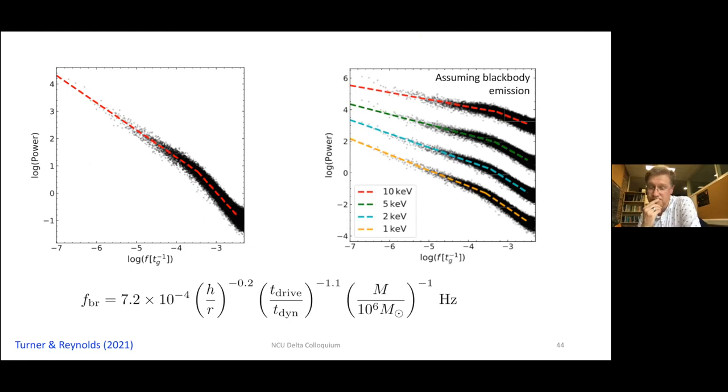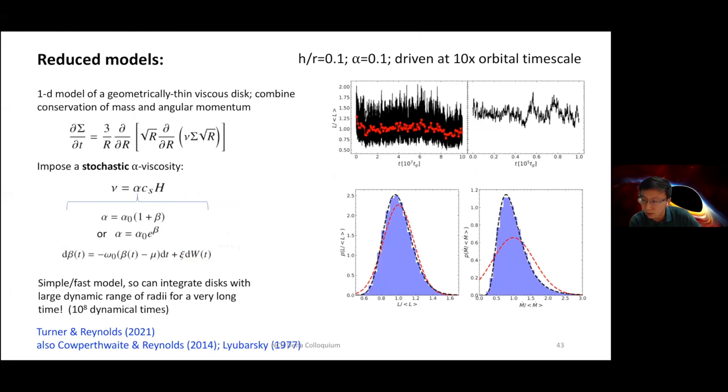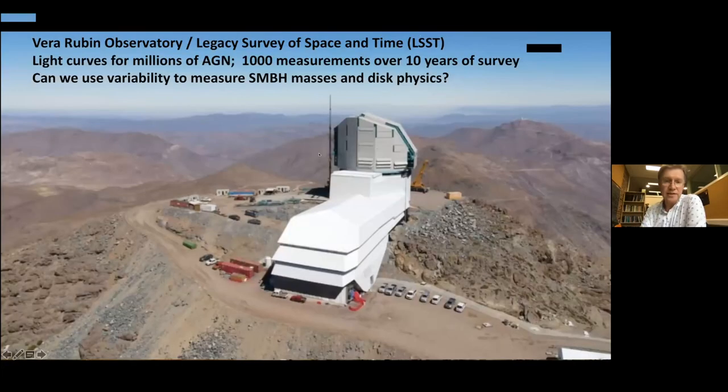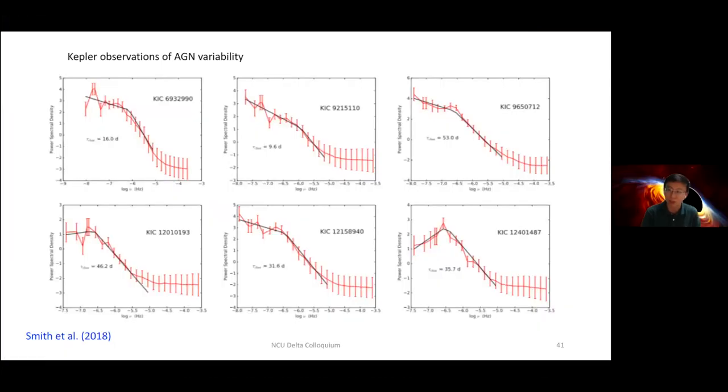Hmm. Okay, good. So the other question is, in the Smith et al. 18 PSD, they seem to show a flat area on the left of the broken power law. Can that be explained by the MHD model?